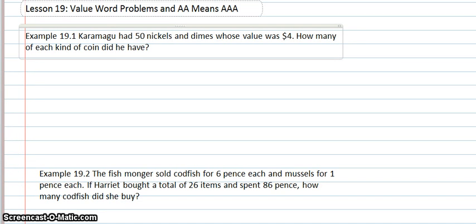Lesson 19, we're looking at value word problem examples, and if two angles are the same in a triangle, then all three angles are the same in a triangle. Our first example is a value word problem. Kara Magoo had 50 nickels and dimes, whose value was $4. How many of each kind of coin did he have?